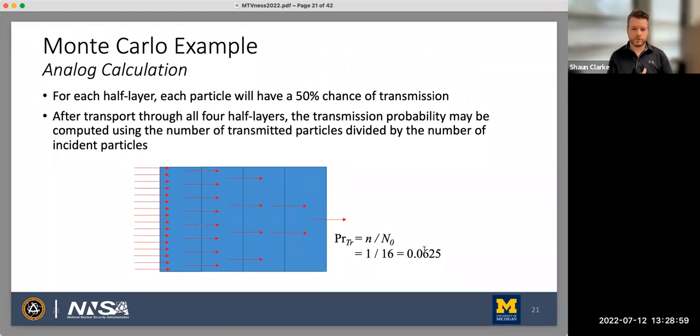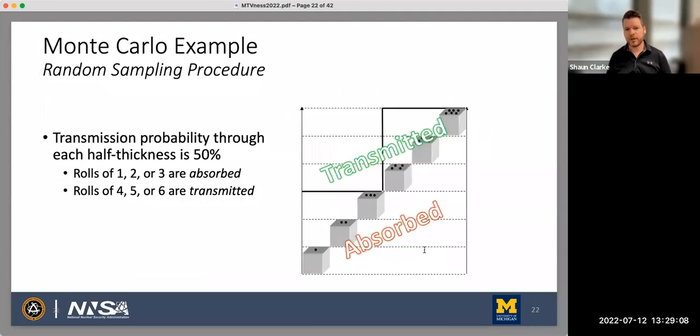But how could we compute this? Firstly, with Monte Carlo, but secondly, using 6-sided dice as our random number generator. So we need a PDF and a CDF to do this. And because our shielding blocks are half layers, there are only 2 possible outcomes for this experiment. We're going to assume the particles have 2 fates. They can either be absorbed or they can be transmitted through each of those half layers. And because the probability is 50%, we set half of our die outcomes to absorbed and the other half to be transmitted.